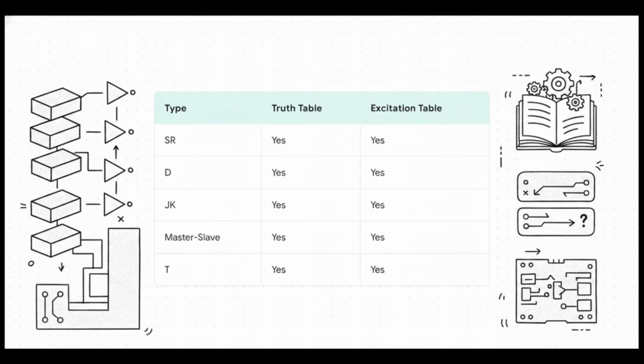There isn't just one type of flip-flop. Engineers have developed an entire family of them. We've got the SR, the D, the JK, the highly stable JK master-slave, and the T flip-flop. Engineers use truth tables to understand exactly what output a flip-flop will produce based on its inputs. But when they're actually designing a circuit from scratch, they use excitation tables. The excitation table works backward. It tells the engineer exactly what inputs they need to apply to force that flip-flop to change into a desired state. It's basically the ultimate control manual for digital memory.